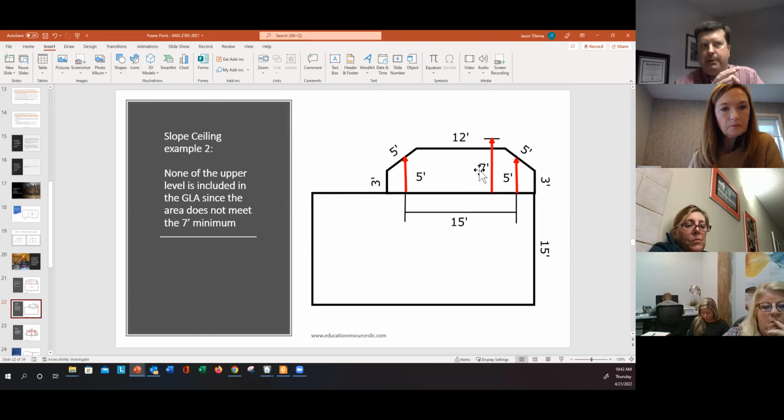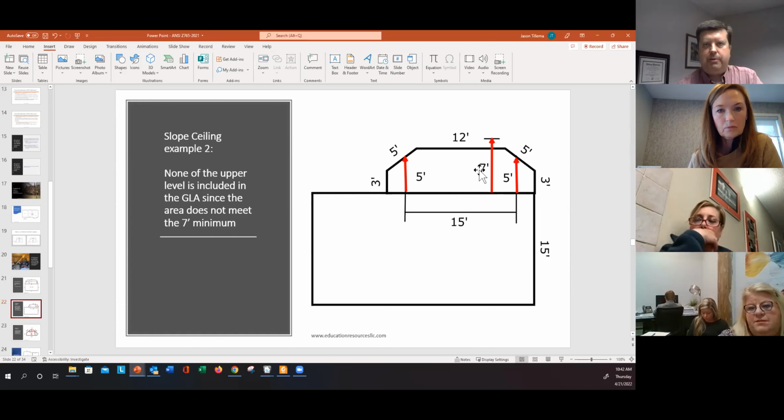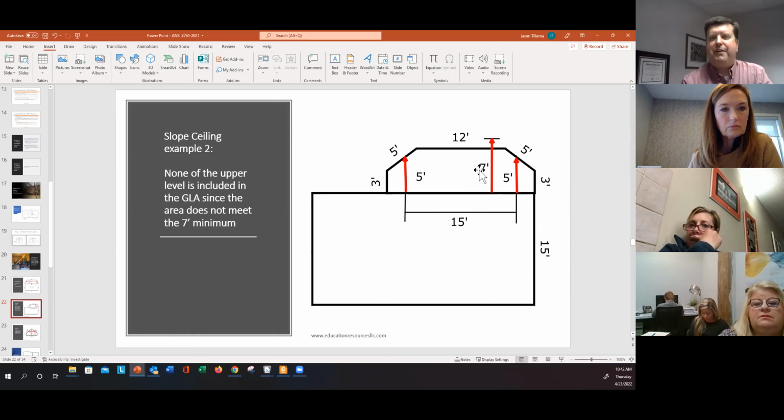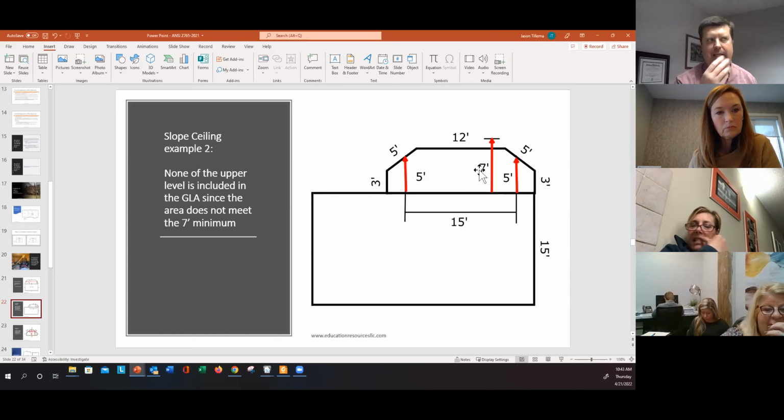In this example, this one becomes a little bit more difficult for appraisers, because is there value to this? Well, if it's finished out and it's heated, there may be value to it. There's no value to me. I can't go up there and use that room, but my 8-year-old daughter could, and so the functionality is what's impacted here. But again, none of it is actually included in the gross living area.